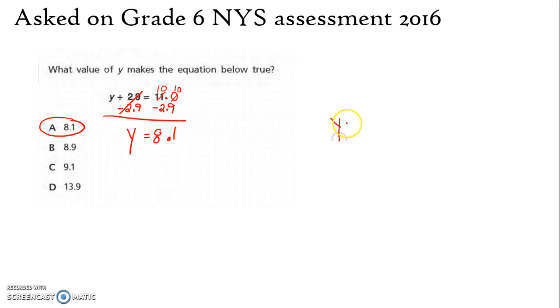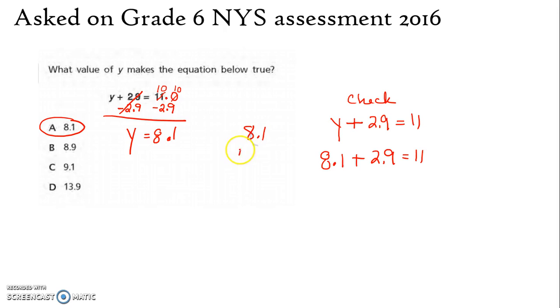We could check it if we want. y plus 2.9 equals 11. In place of y, this would be called a check. In place of y, I could always substitute 8.1. 8.1 plus 2.9, I'm hoping that's 11. 8.1 plus 2.9, 9 and 1 is 10. 8 and 1 is 9, and 2 more is 11. 11.0 is 11. That checks.